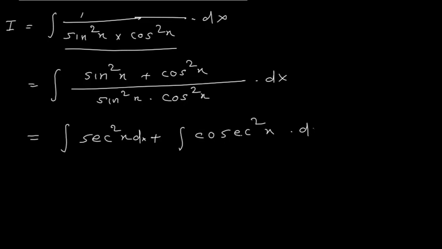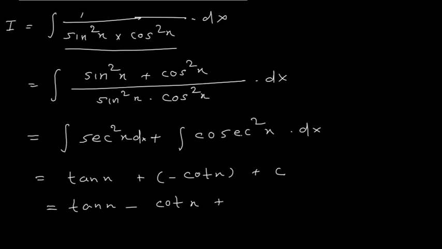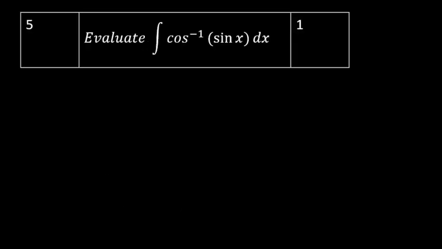dx. So simple. Just now we have done this problem: sec square x gives tan x, and cosec square x gives minus cot x, plus c. So finally tan x minus cot x plus c is the answer. Let us see the next question.